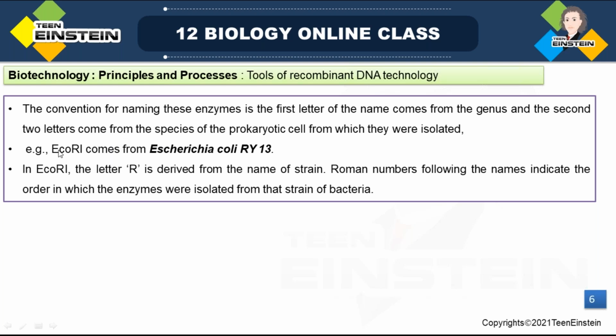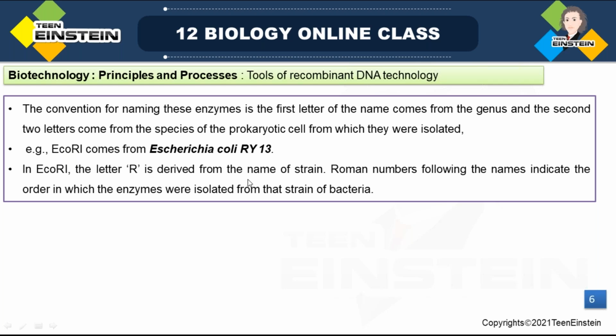So here, in Escherichia coli, Escherichia is the genus name and coli is the species name. From the genus we took the first letter, E, from Escherichia. Then coli is the species name. First is the genus, then the species. From the species, the next two letters come, so from coli we took CO. Eco, then R.